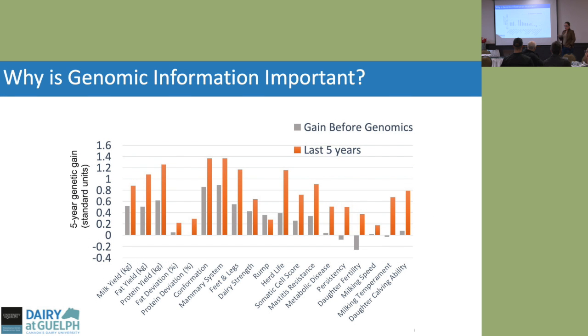So why is this genomic information important, and how has it helped us? Well, the gain before genomics, you can see here on this graph, right?